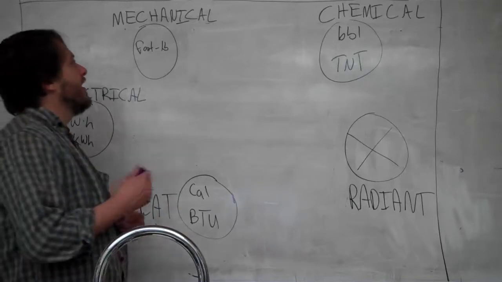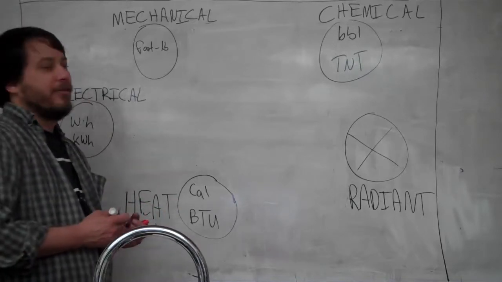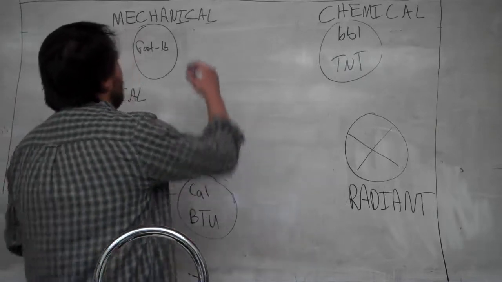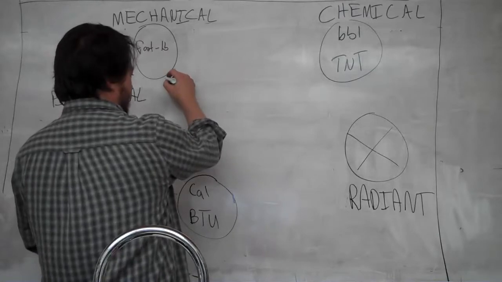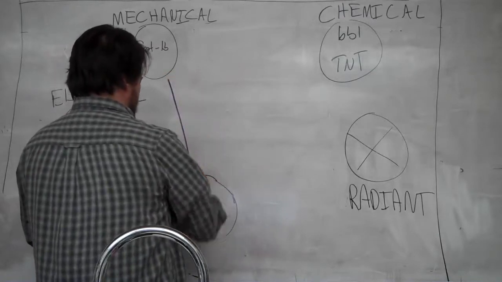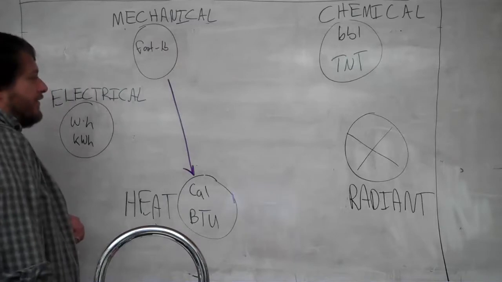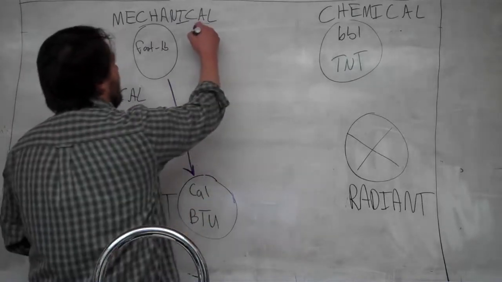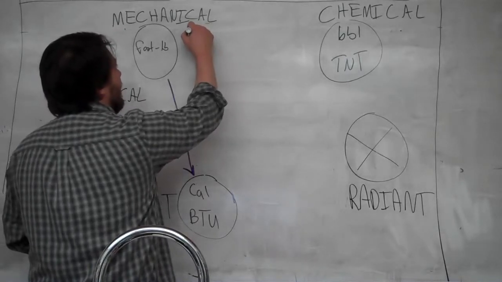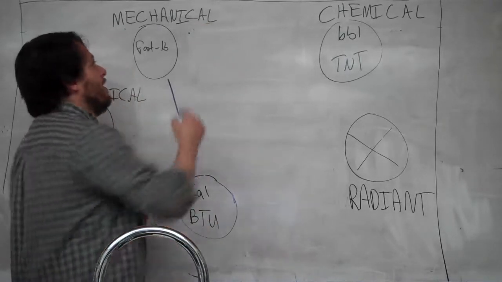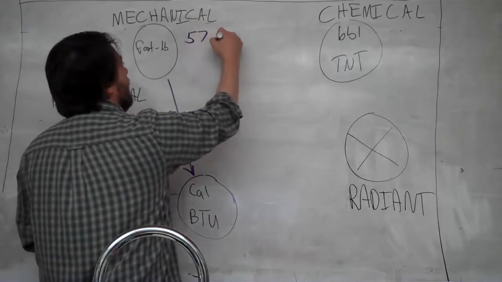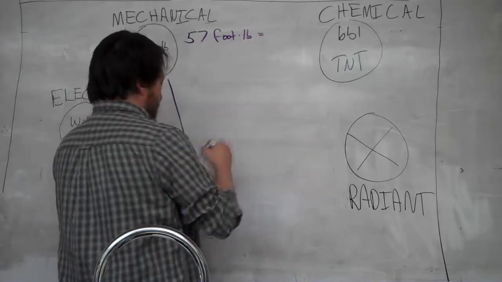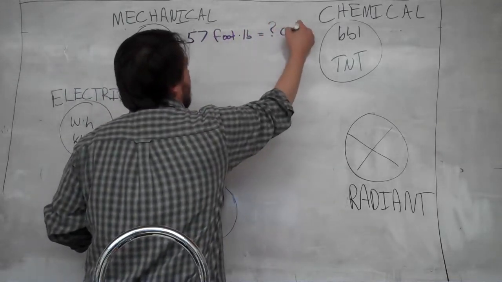So let's say I want to exert 400 foot-pounds. So we're going to go from mechanical to foot-pounds to calories. Why not? We'll stay with calories for a second. So let's say, give me a number. How many foot-pounds? You guys decide. 57. 57 foot-pounds equals how many calories? How about that?